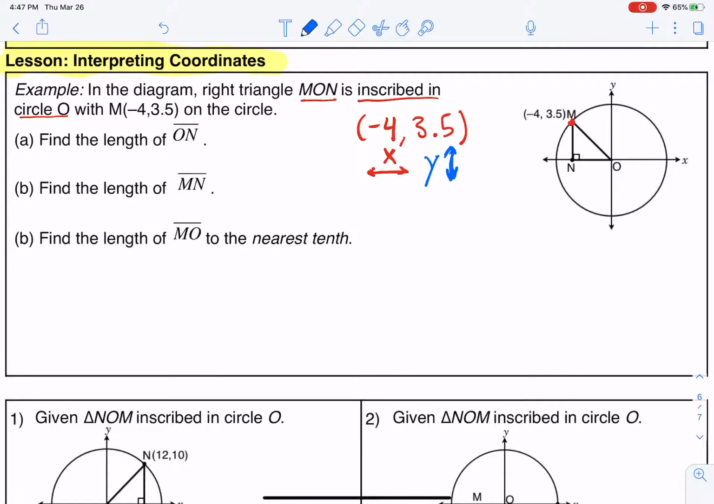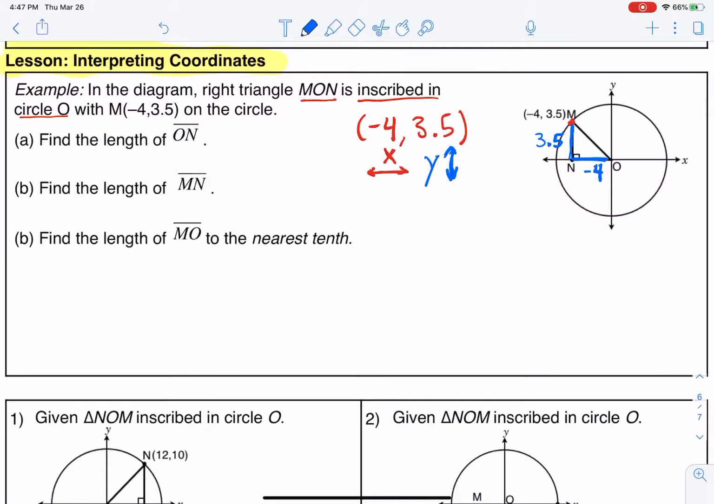So first I have that x value of -4. That's really the distance between point N and point O. That's my x value there. All right, my y value of 3.5 is really my distance between points N and M. All right, so now that I've written those points in, let's take a look at the parts of this question.